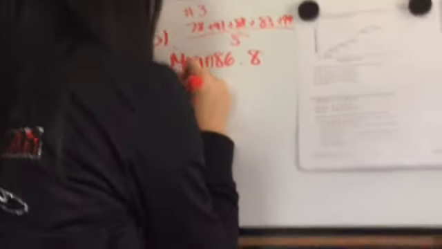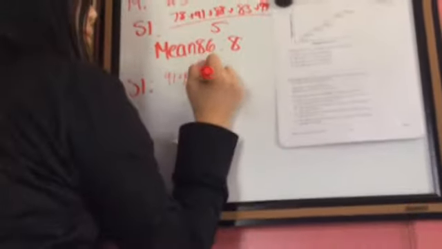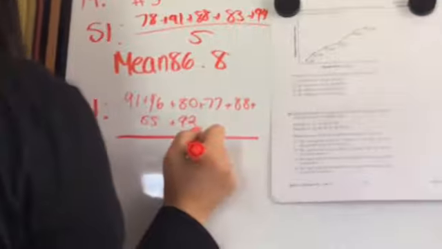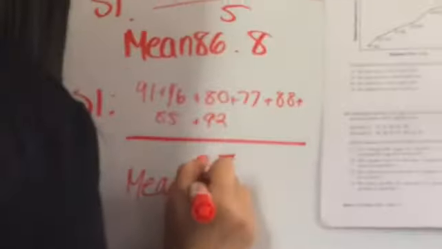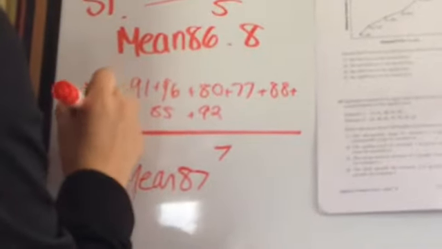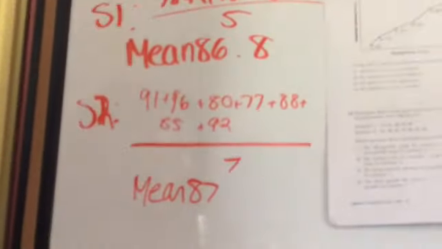86.8. Semester 2, 91 plus 96 plus 80 plus 77 plus 88 plus 85 plus 92 all over 7 is equal to 87. So the mean is 87. And that is more than that. So semester 2 is greater than semester 1.